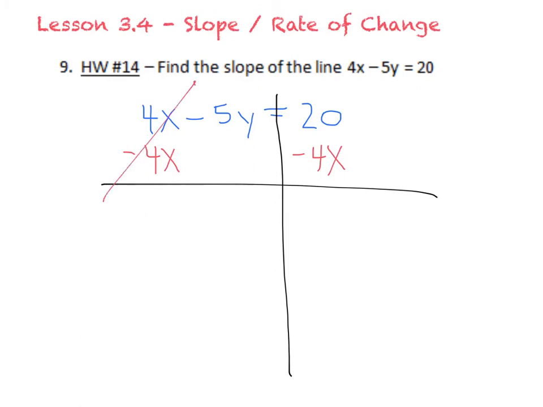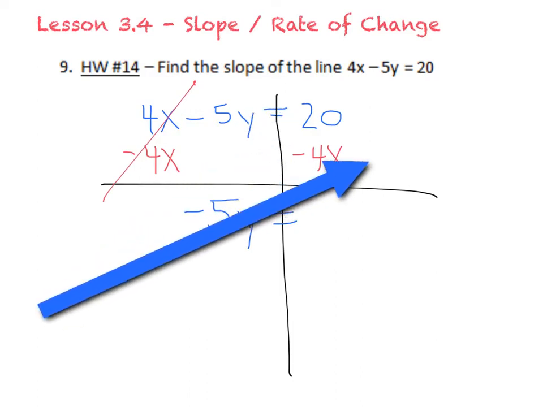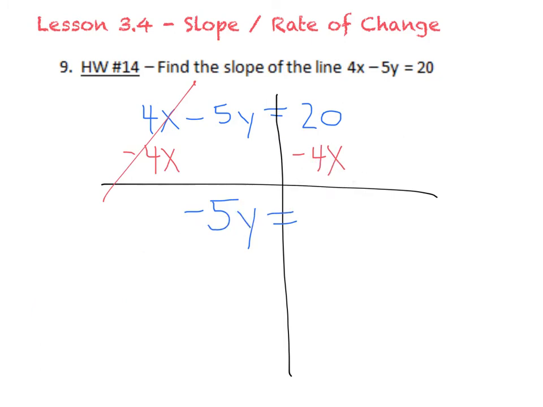We are left with negative 5y equals 20 minus 4x. These are not like terms, so do not subtract them. Okay, next step. We've got to get rid of this negative 5. So we go divide by negative 5. And then we have to divide everything on the other side by negative 5 as well.